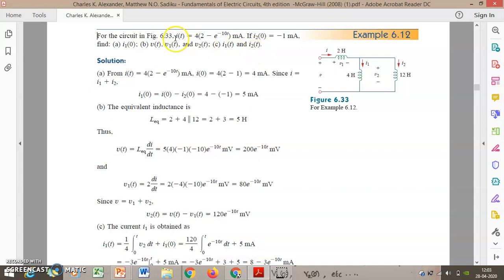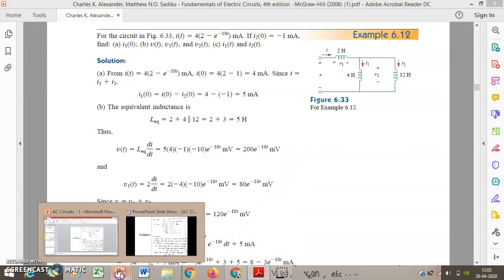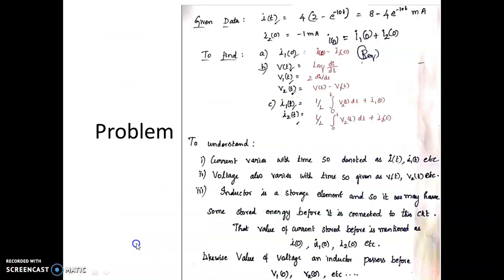The given data is I of t, and they have also given I2 of 0 is minus 1 milliamps. There are two given data, and they have asked you to find 5 different voltages and currents from the given circuit. First, let us write what to find and what is given. The given data is I of t and I2 of 0, but they have asked you to find I1 of 0, V of t, V1 of t, V2 of t, I1 of t and I2 of t.